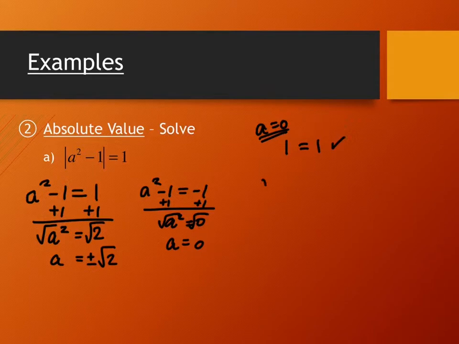Our second one, a equals square root 2. All right, putting it in for a, square root of 2 squared is 2. 2 minus 1 would be 1, and the absolute value of 1 would be 1. So the left-hand side's 1, the right-hand side's 1. Square root of 2 is a for real solution as well. That one works. And now we're going to try the negative square root of 2.